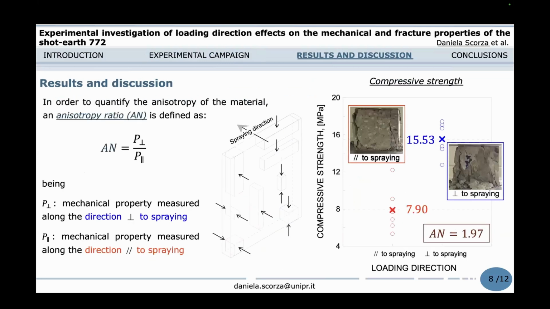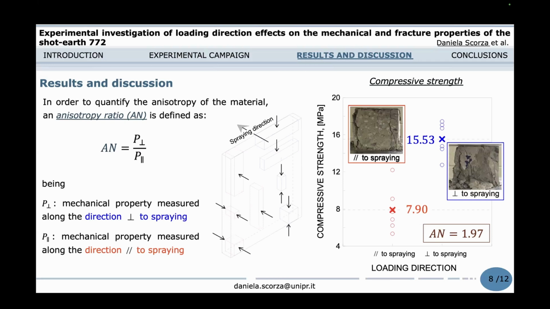Here and in the following, the results obtained from the just described experimental tests are presented and discussed. And first of all, in order to quantify the anisotropy of the material, an anisotropy ratio is defined as the ratio between a given mechanical property measured along the direction perpendicular to the spline and the same mechanical property measured along the direction parallel to the spline.